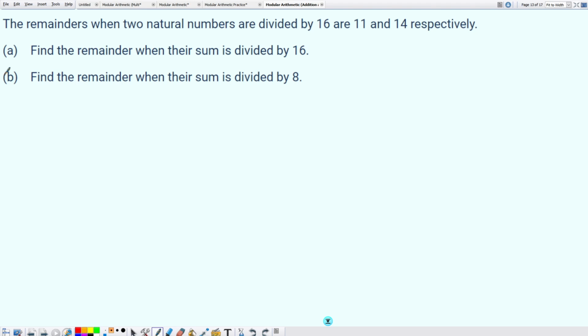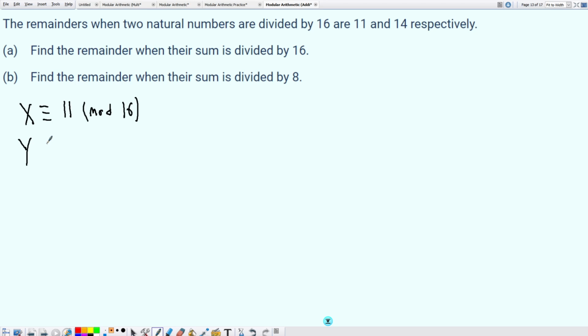So, as always, let's work with the information the problem gives us. We have two numbers, so I can call one x and one of them y. And when divided by 16, one of them has a remainder of 11. So I'm going to say x is congruent to 11 mod 16. Because whenever it says remainder, think modular. And if you're dividing by 16, you're in mod 16.